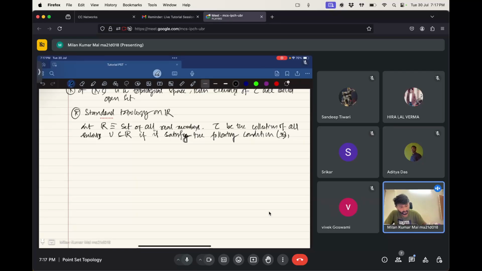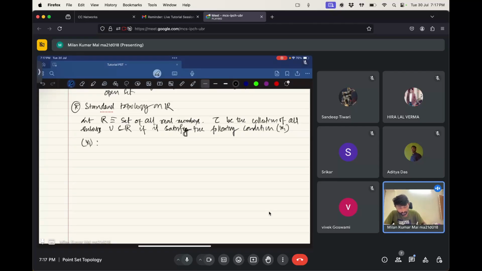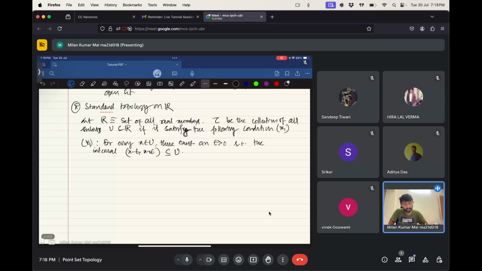It is star 1 just symbolically, for R power 1. What star 1 says is that for every x belonging to U, there exists an epsilon greater than 0, and that epsilon depends on x, not always, but in general, such that the interval (x minus epsilon, x plus epsilon) is contained in U. This is the property.